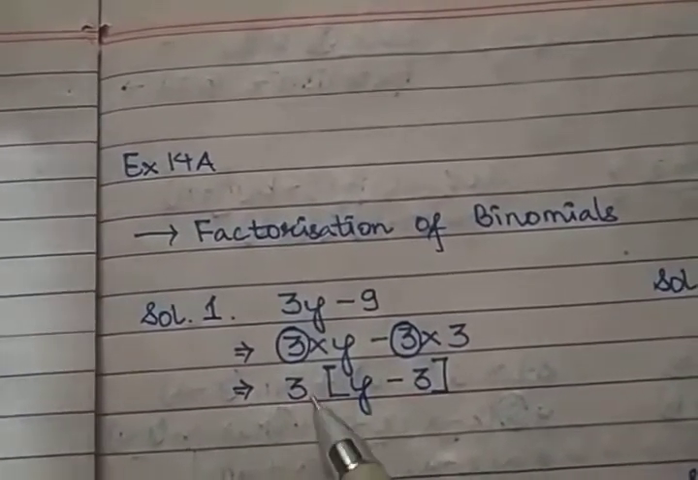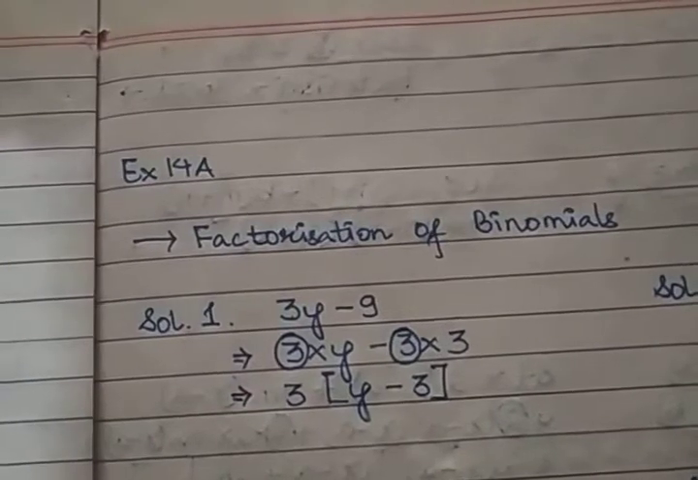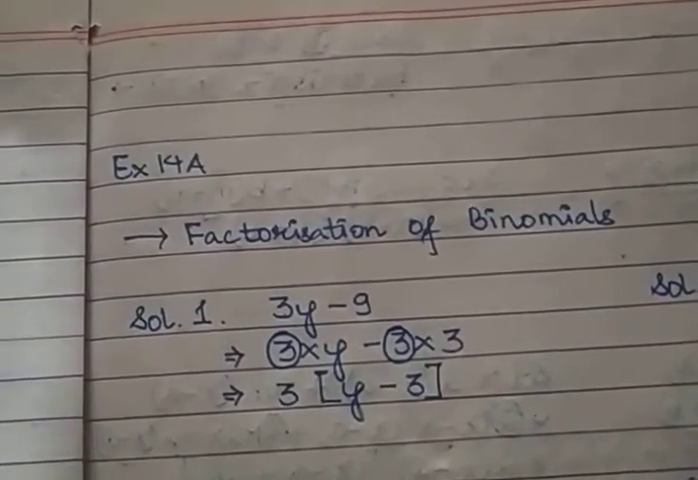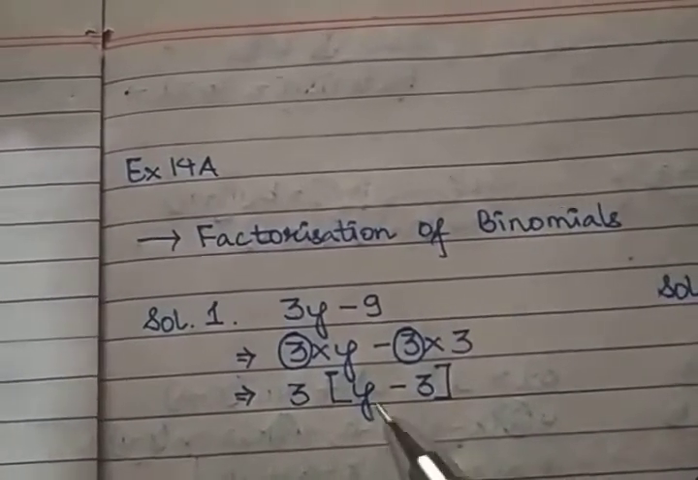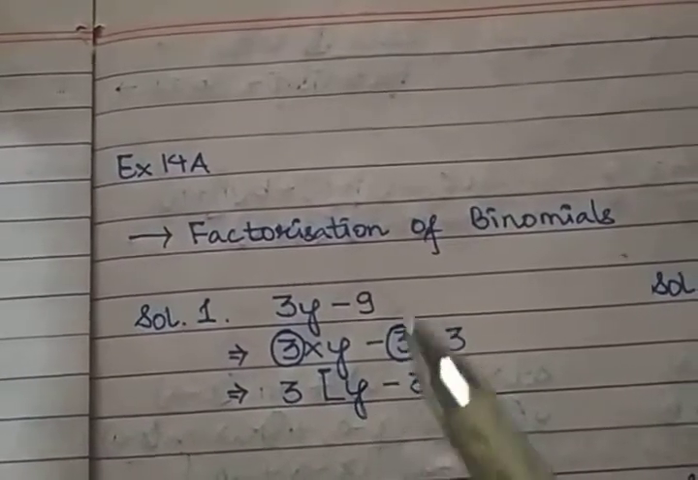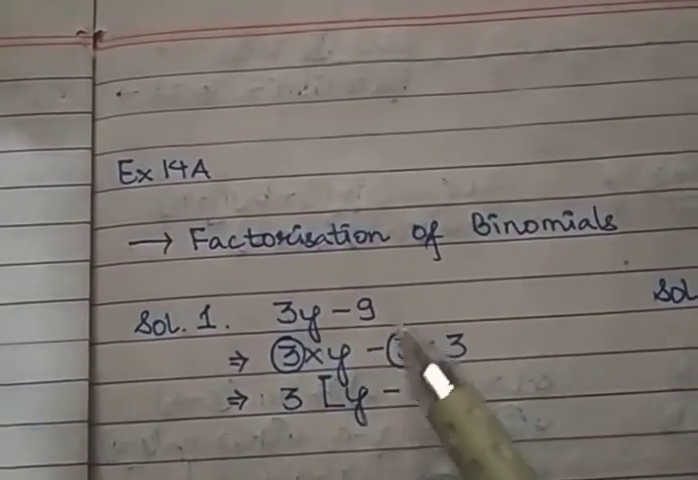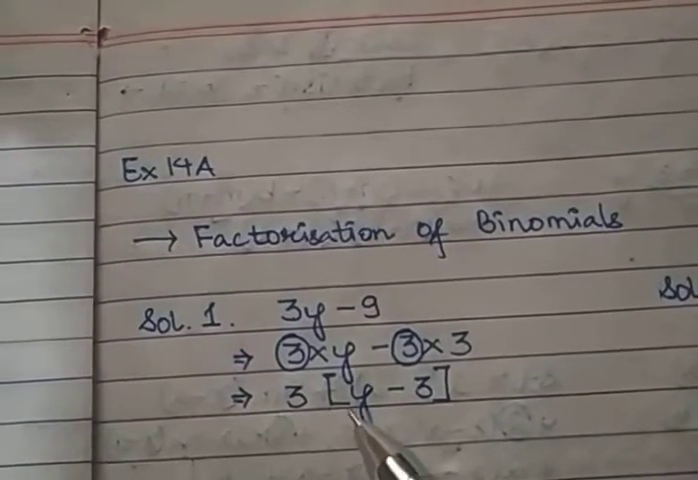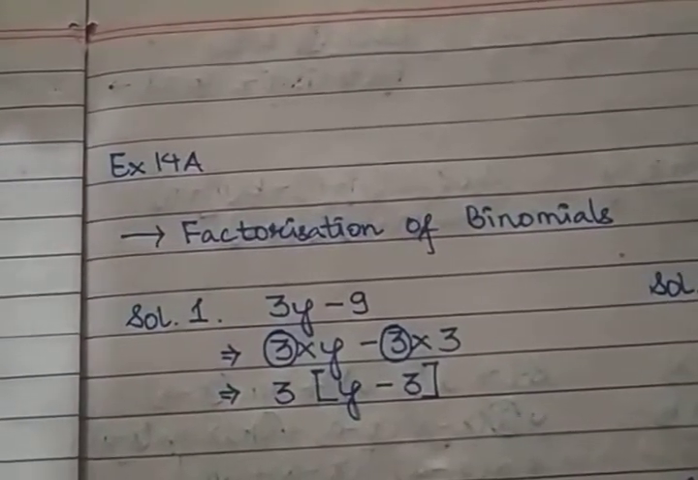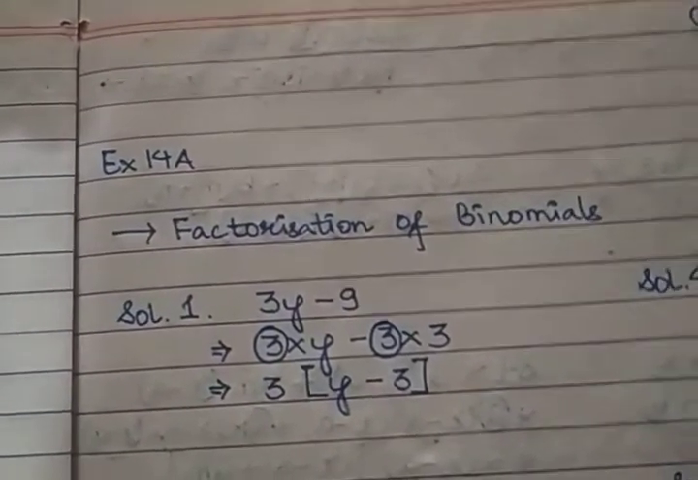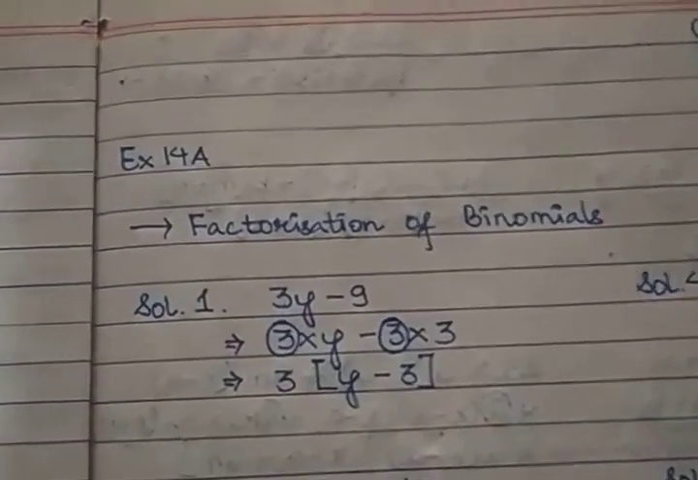That's your answer. It's in the product form, isn't it? What does a bracket signify? Bracket signifies multiplication, so it's in the product form, so we have the factors. So what we can say here is that the factors of 3y minus 9 is 3 bracket y minus 3. This is how factorization is done. Let's do a few more sums and it will be easier for you.